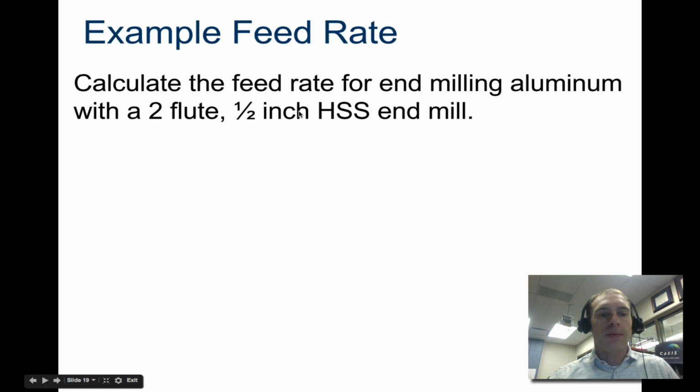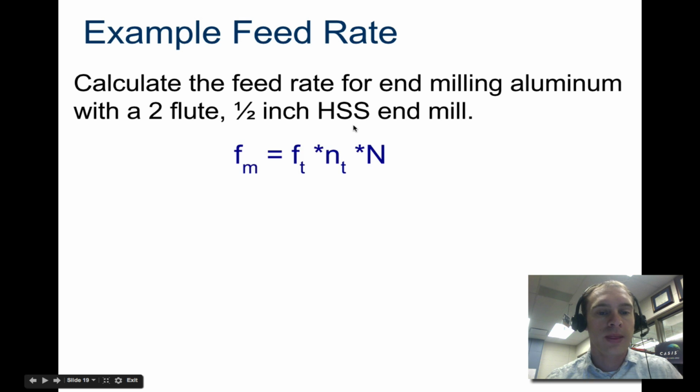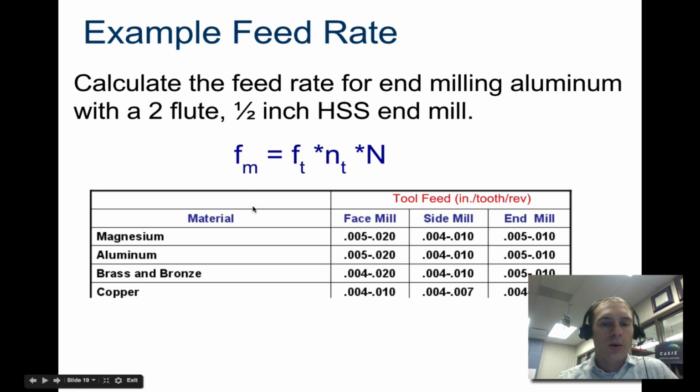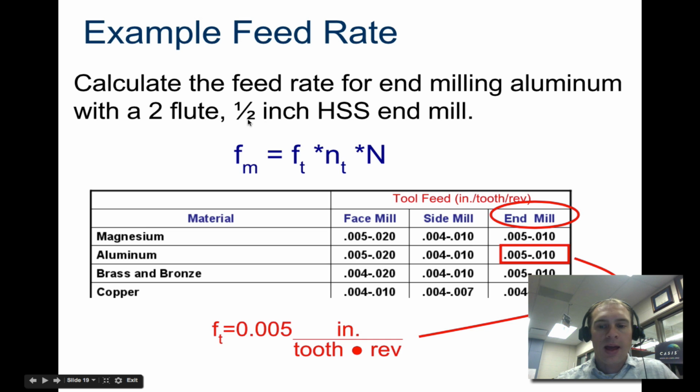So here's your example. If you're going to calculate the feed rate for end milling aluminum with a 2-flute, half-inch, high-strength steel end mill, HSS is high-strength steel. Probably a good acronym to note. So here's our formula. We need to know that we're doing aluminum, so our end mill feed is 0.005. And that is our FT.